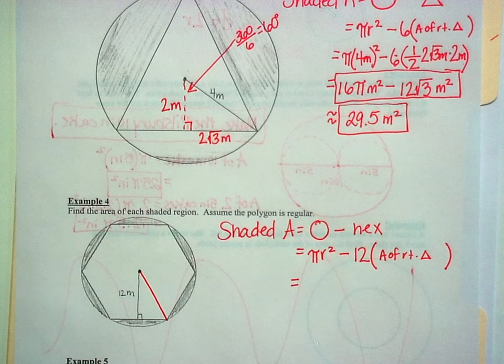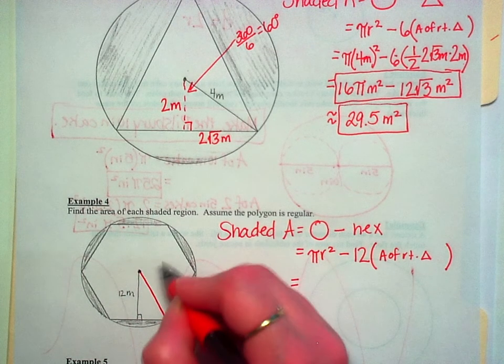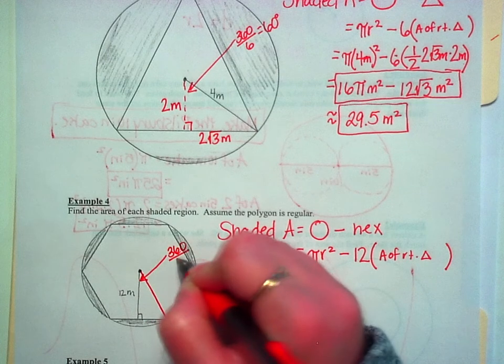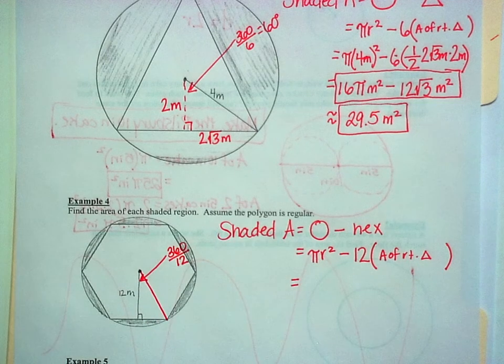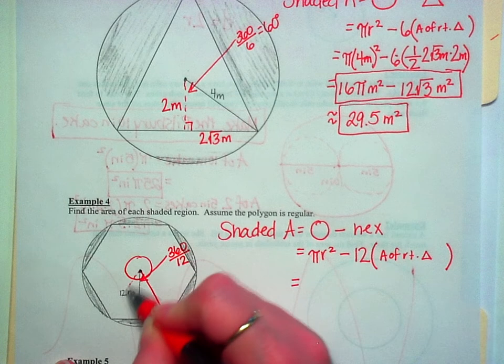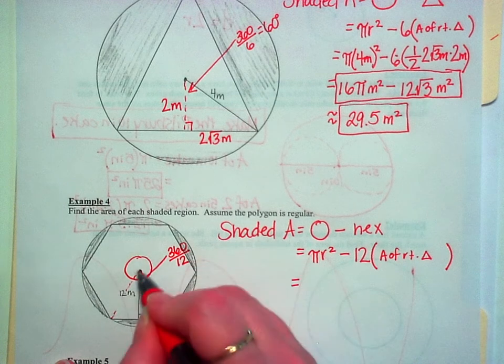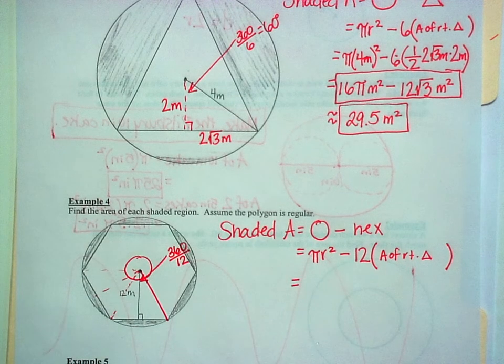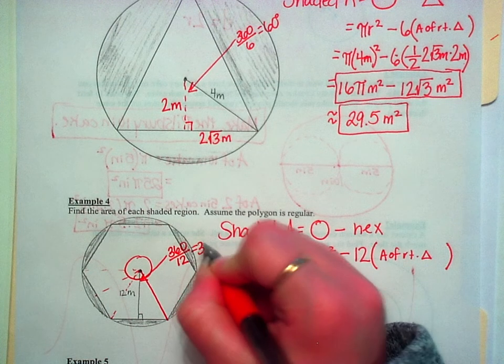Okay, so let's not plug in everything we know yet. Let's come back over here and let's figure out this angle. It's going to be 360 divided by 12. Again, we're dividing by 12 because there's a circle here, and then there are 12 triangles. So we're taking that circle and dividing it among the 12 triangles. Okay? So we get 30 degrees.